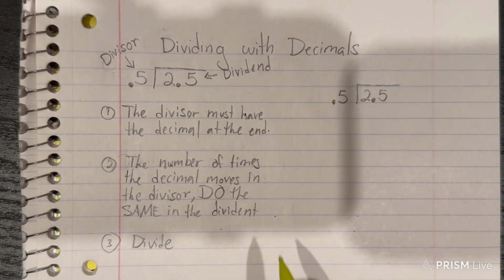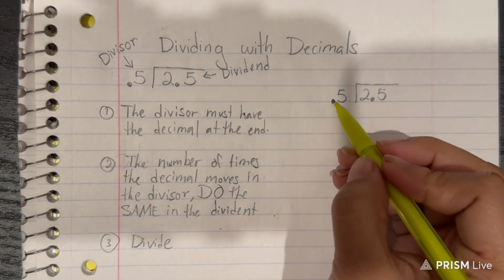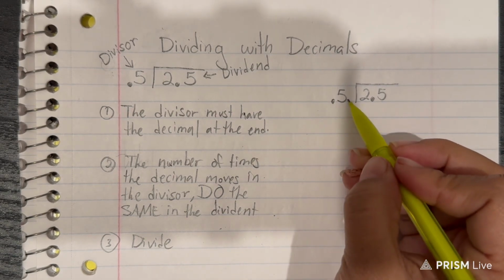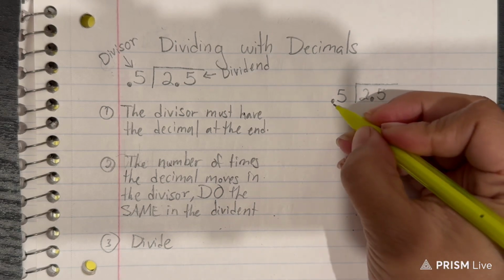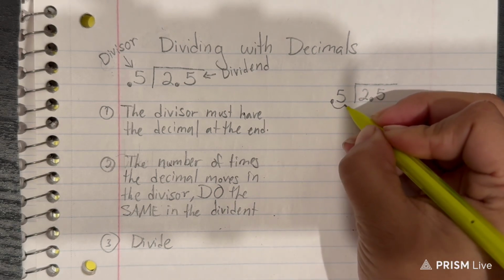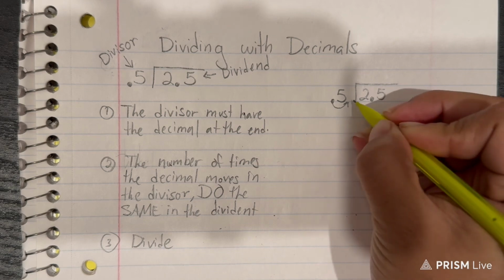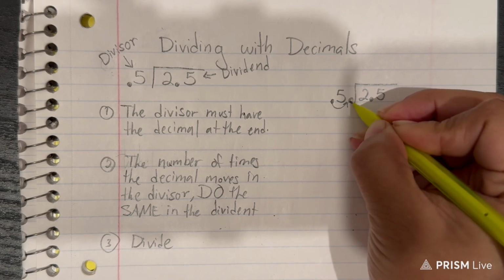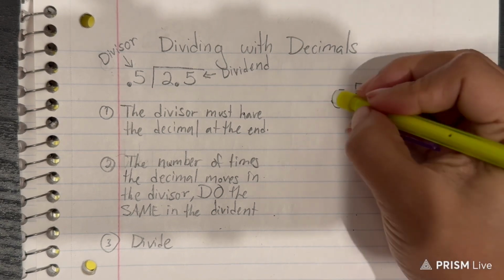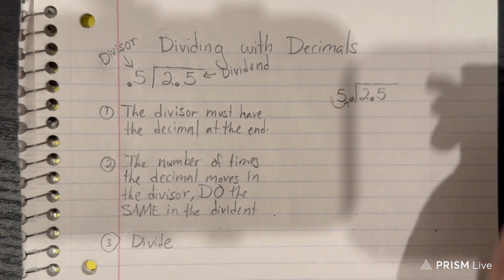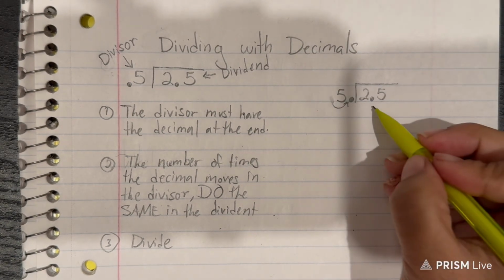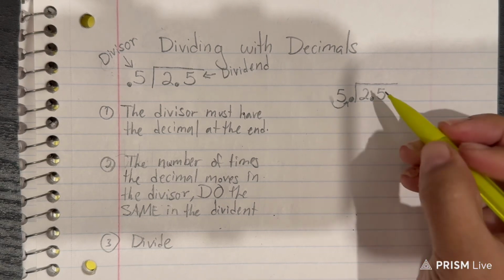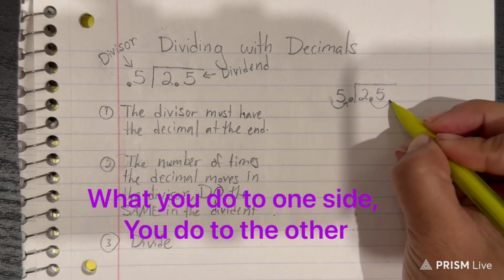The divisor must have the decimal at the end. So this decimal here cannot be in the front of it. It has to be at the end of it. So I'm going to go ahead and move this over one time. And I'm going to place the decimal here, which means I'm going to erase it from here. And then over here, however many times I move the decimal here at the end, I do it here.